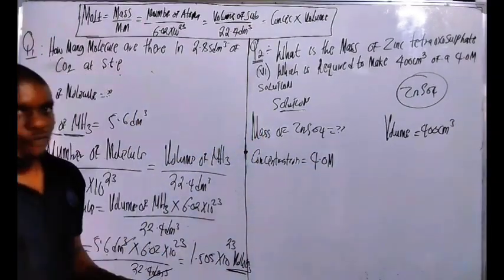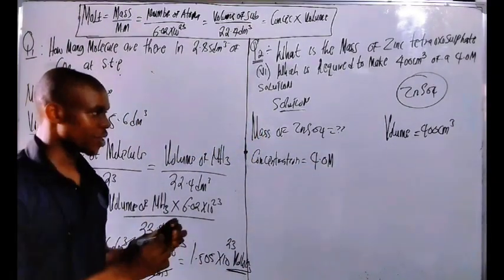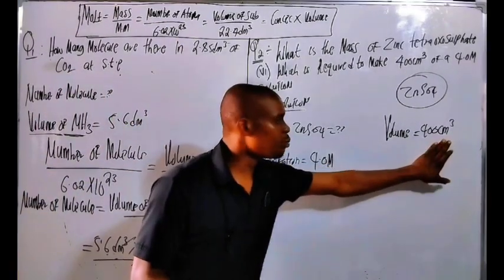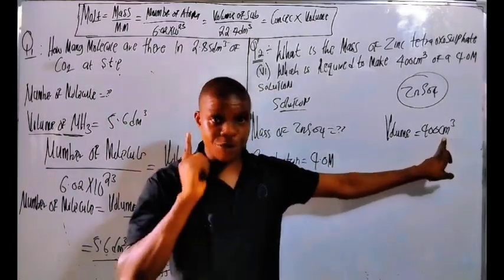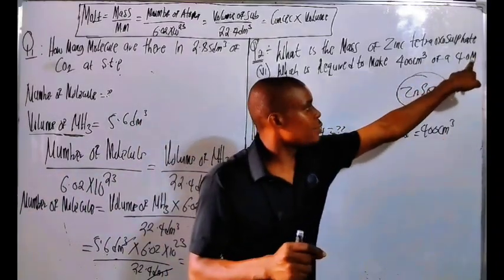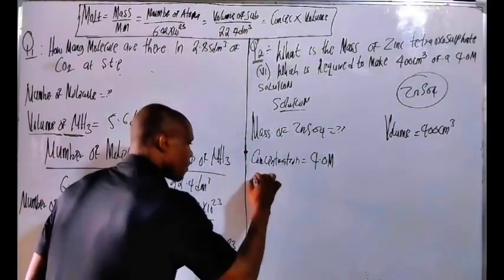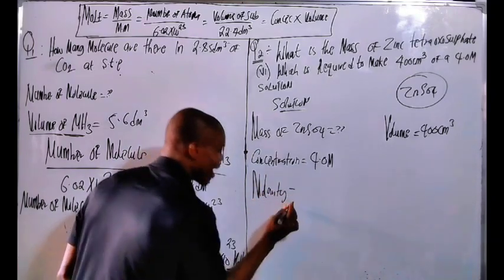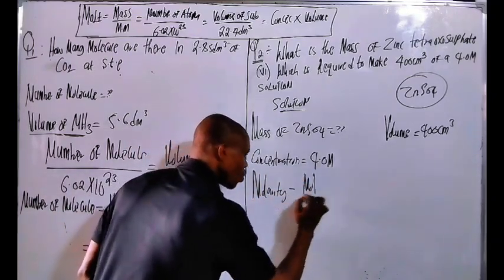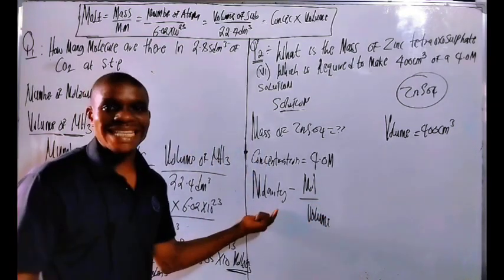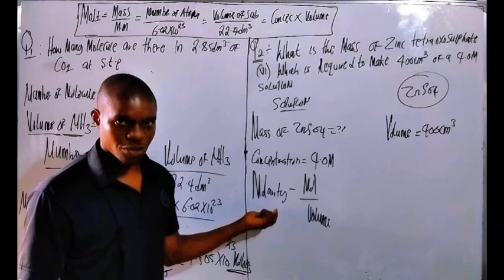So how are we going to solve this question? Please pay close attention here. Now remember, the volume must be converted from cm cube. When I talk about concentration, because molarity, when we talk about molarity, we talk about capital letter M, which is called molarity. What you want to understand here is that molarity is equal to mole over volume, which is also the same thing as concentration, right?